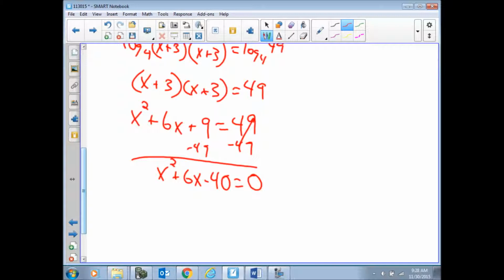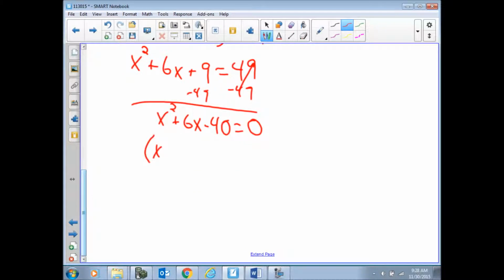Now, does that factor? Yes. It's 4 and 10. It has to be a negative and positive: negative 10 and positive 4. All right, so we're going to write this as x minus 4... never mind, it's got to be positive here. All right, I see it now.